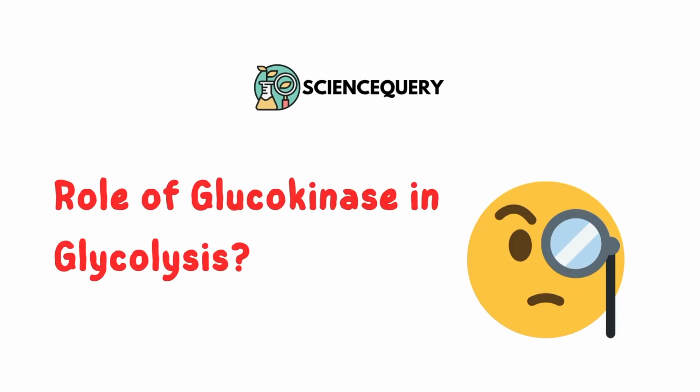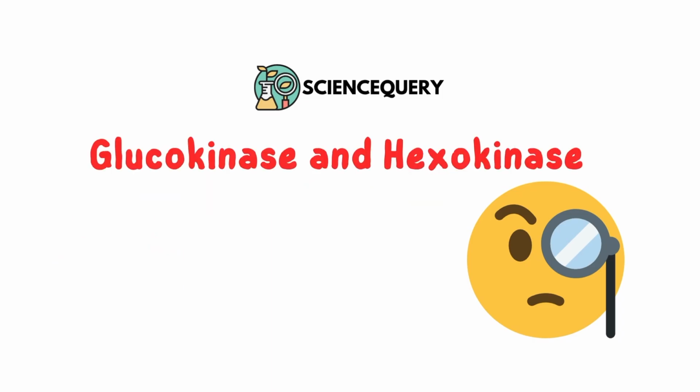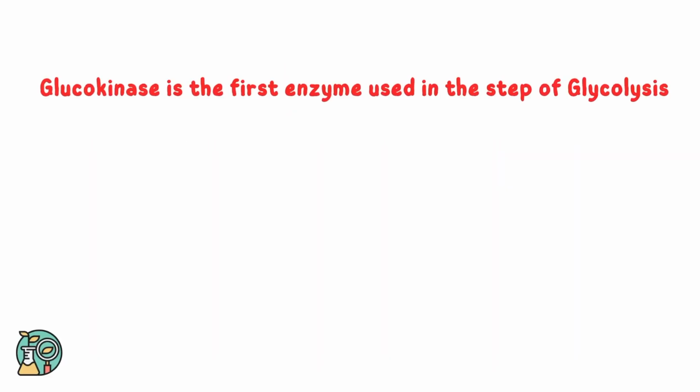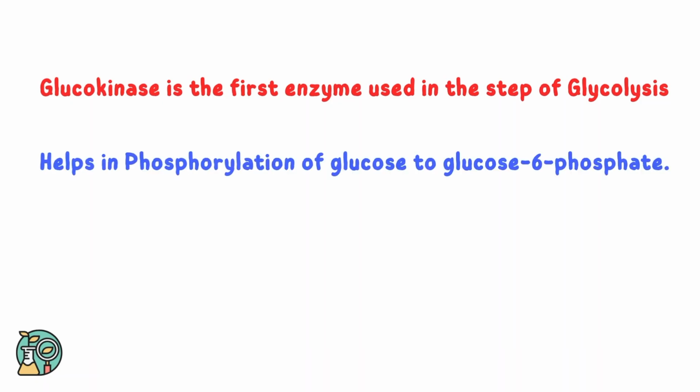In this video I am going to talk about glucokinase, the role of glucokinase in glycolysis, and what is the difference between glucokinase and hexokinase. Glucokinase is the first enzyme used in the step of glycolysis. It helps in phosphorylation of glucose to glucose 6-phosphate.